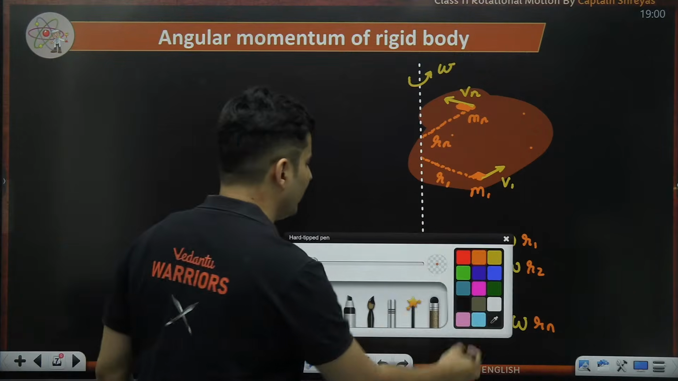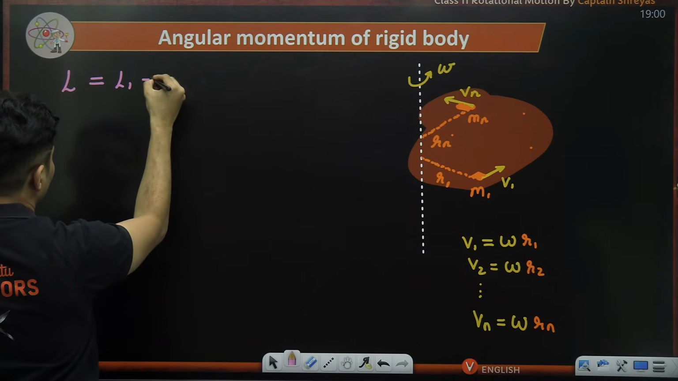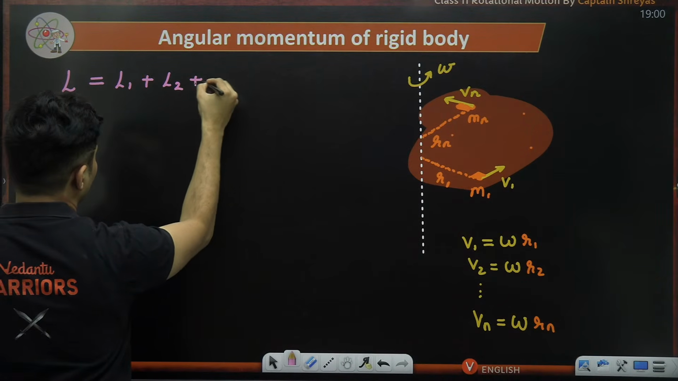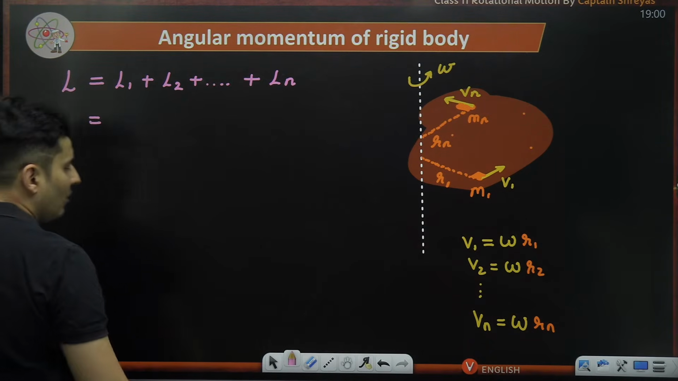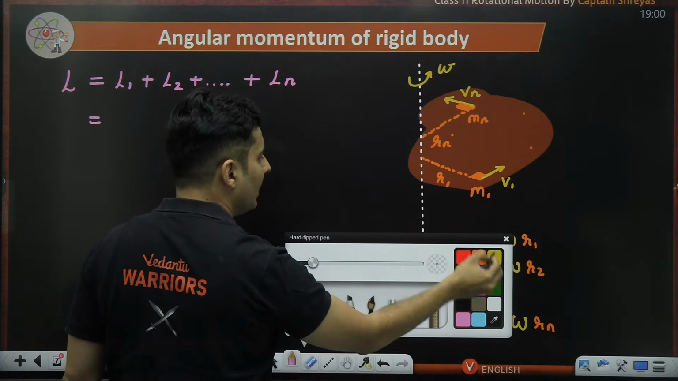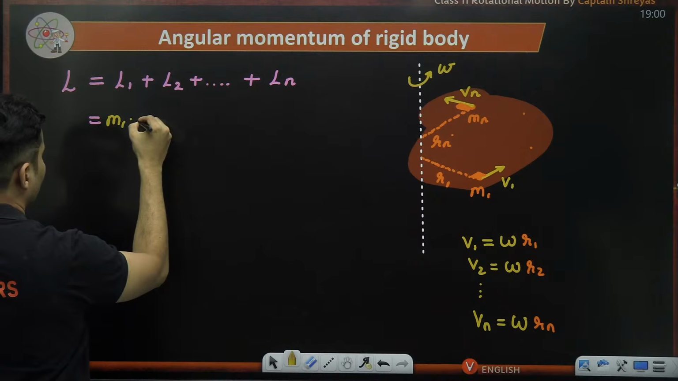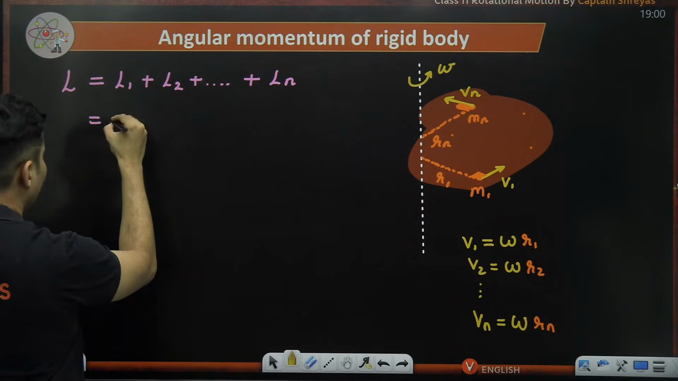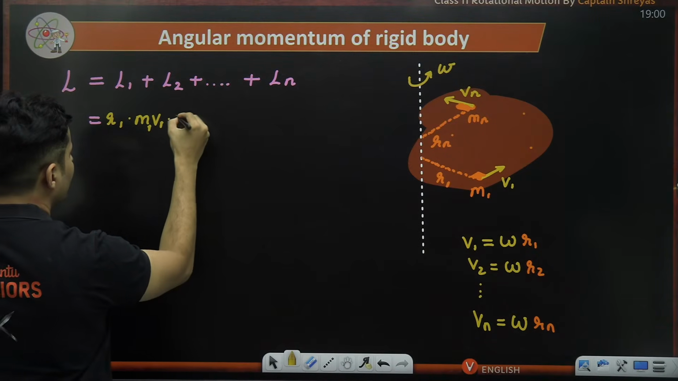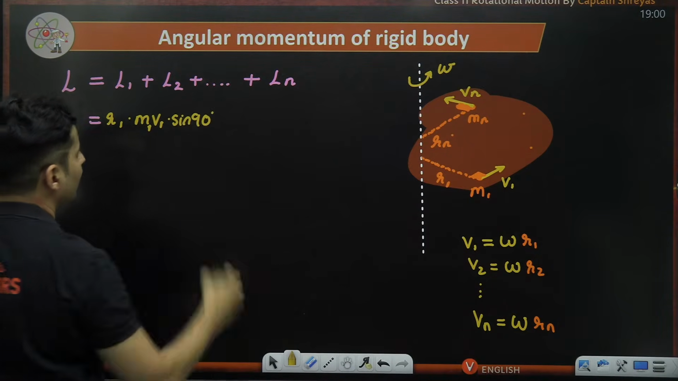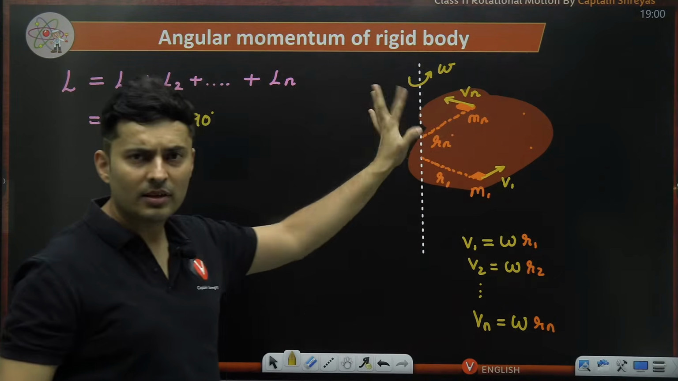This is important now to find the angular momentum of that body, which is nothing but the angular momentum of the first particle plus the angular momentum of the second particle, like that up to the angular momentum of the nth particle. What is the angular momentum of the first particle? It will be r1 into m1 into v1 into sine of 90 degrees. Why sine 90? Because r and v are perpendicular. Radius and velocity will always be perpendicular.